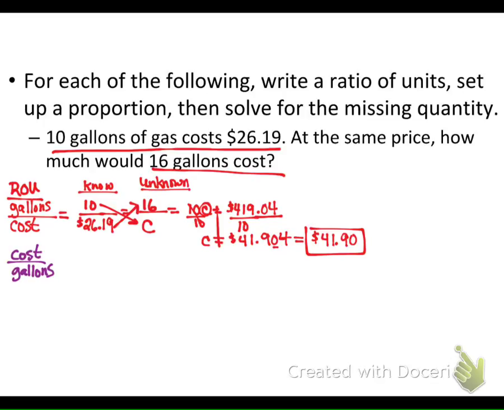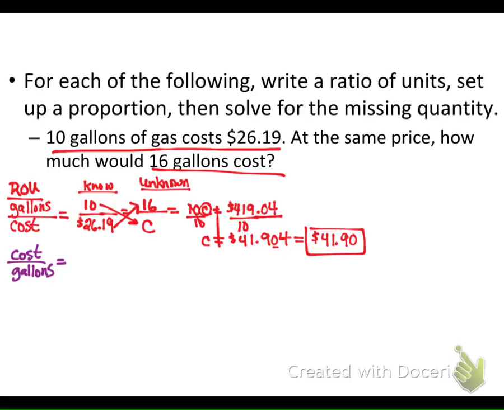Now, don't write what I'm writing in the purple, but I want you to pay attention. I set my ratio of units different in the purple, right? I put my costs on top and my gallons on the bottom. I just want to show you that it ends up being the same. It doesn't matter.